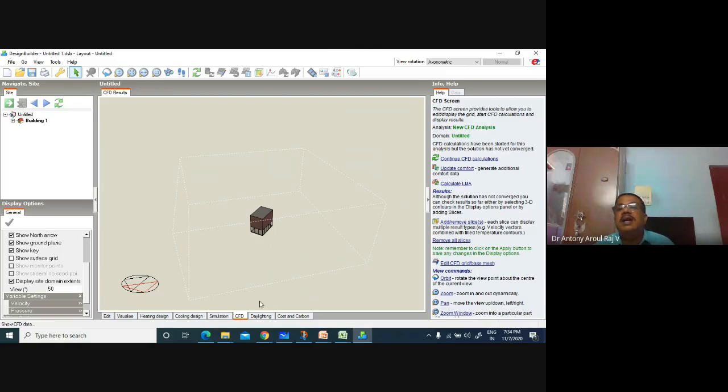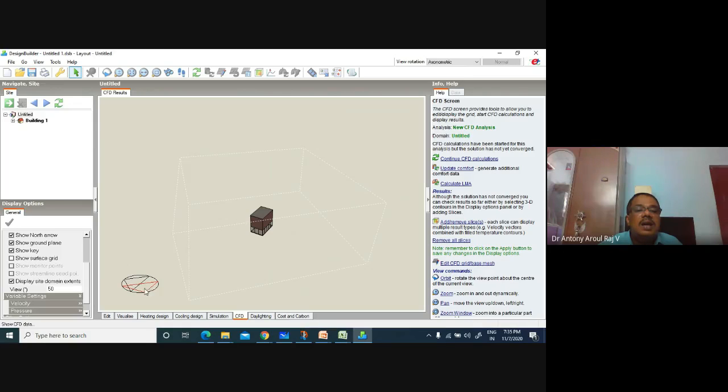So now you can see the domain. Are you able to see that? This is the outer domain we are having, and this is the building. We want to know what is happening when air is flowing outside the domain. For that I have taken a very big domain. So the velocity flow is happening here like this. What is the effect of the flow on the building? That is what we have to see.